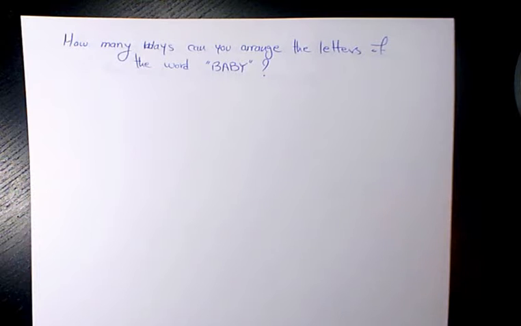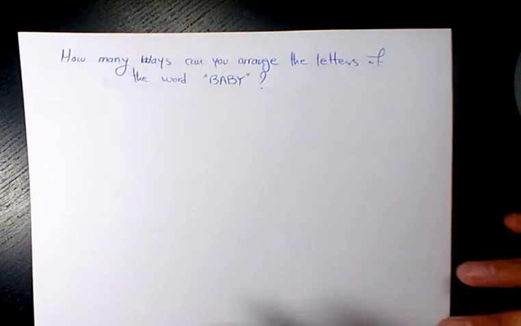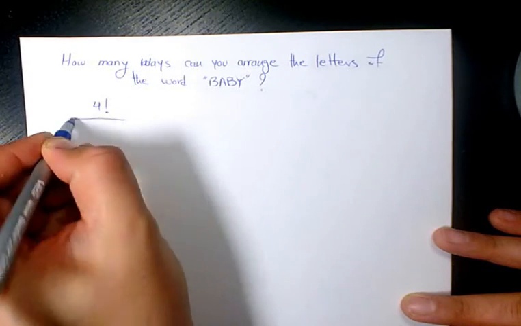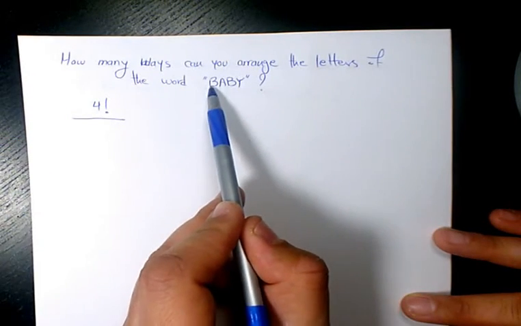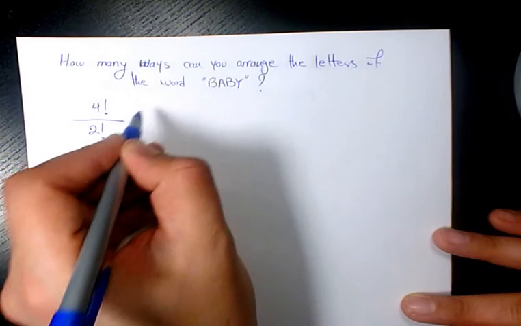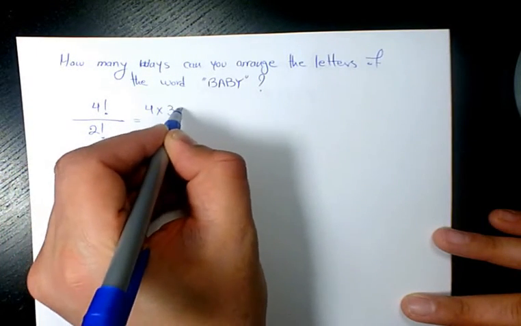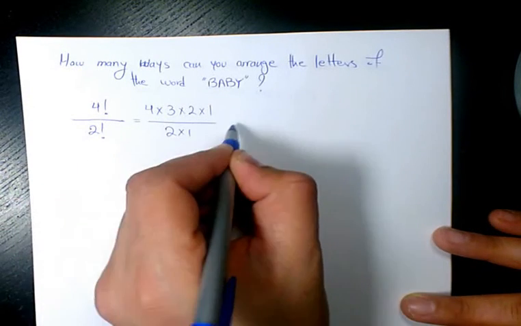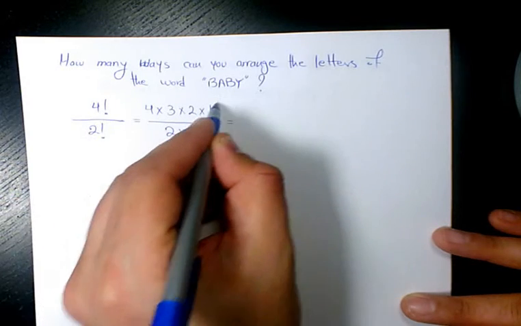In this video I want to show you how many different ways you can arrange the letters of the word baby. So we have how many letters in total? We have 4 factorial, and as you see here, B is repeating twice, so I need to divide it by 2 factorial. So it's going to be 4 times 3 times 2 times 1 divided by 2 factorial, which is 2 times 1. So these two cancel out.